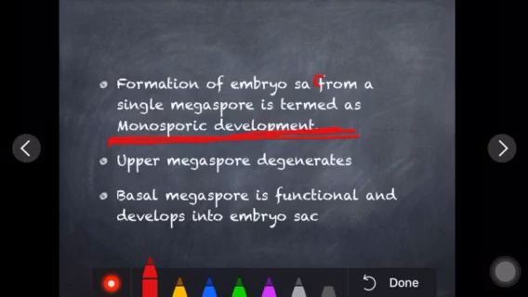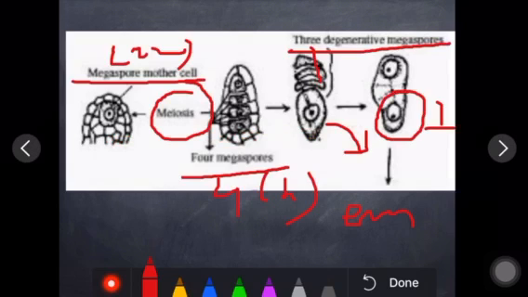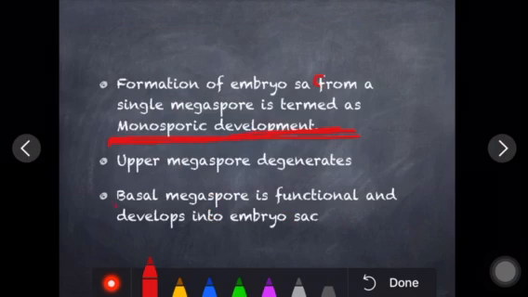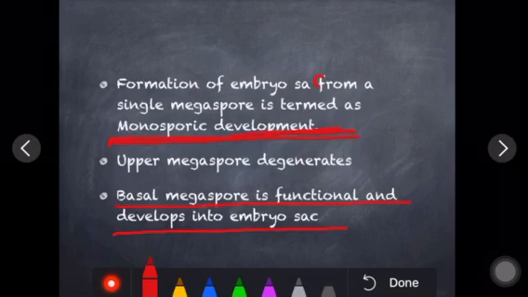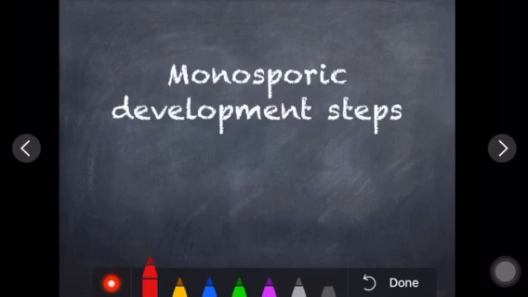Upper megaspores degenerate. Here you have to remember that the upper megaspores will get degenerated. The basal megaspore is functional and develops into the embryo sac. It means the basal one will further proceed into embryo sac formation. So these are the monosporic development steps.